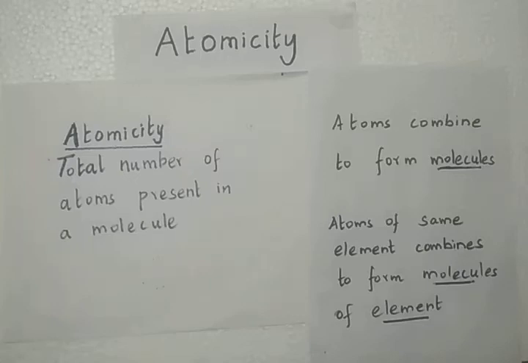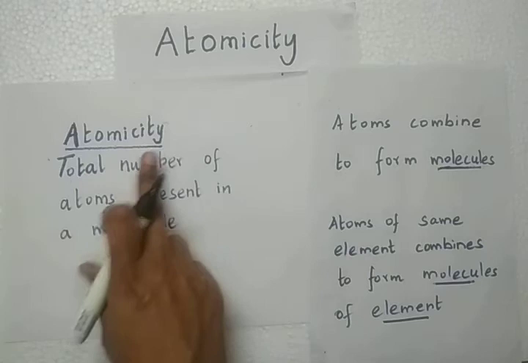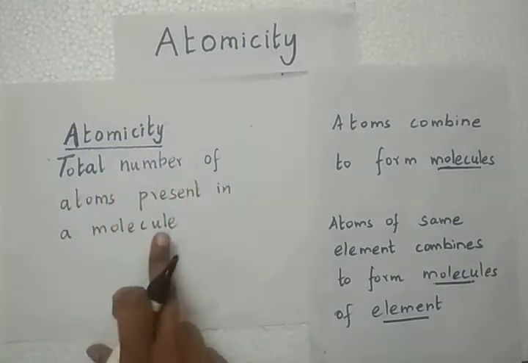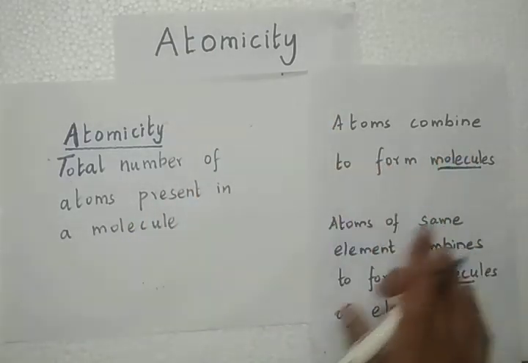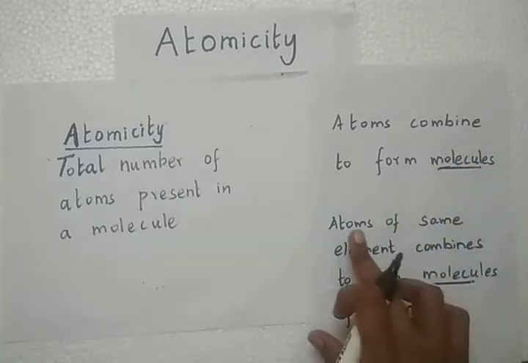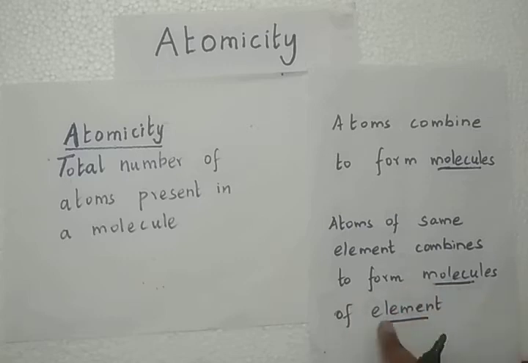In this video, we will continue with the same term in chemistry, which is atomicity. What is atomicity? Total number of atoms present in a molecule. So, we discussed in our previous video the molecules of elements. So, what is a molecule? When atoms combine, they form molecules. So, when atoms of the same element combine, they form molecules of elements.